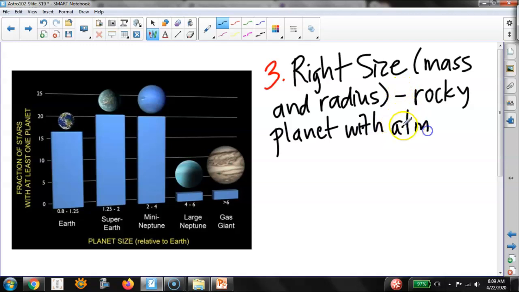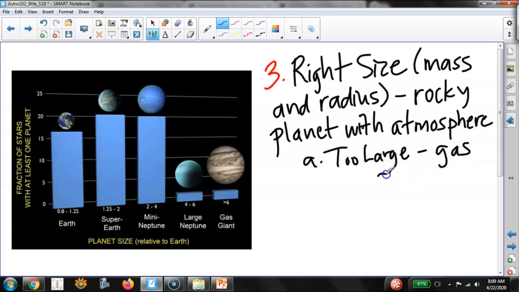Okay? We do not need a planet that is all atmosphere, a planet like Jupiter or Saturn with no surface. Right? If we have a planet that is too big, too large of a planet, then it is almost always a gas giant.